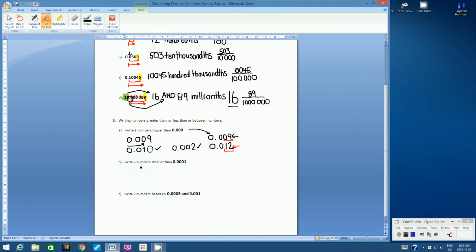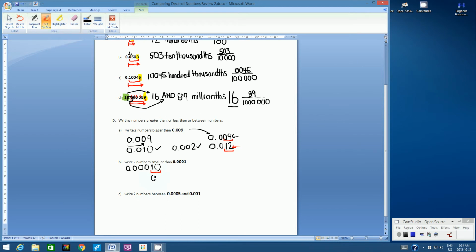All right. Write two numbers smaller than 0.0001. All right. So let's do some rough work down here. Okay. Now, the key to these questions is to always remember that after the last digit in a decimal, there can be an infinite number of zeros placed after it. So I'm just going to place 1 0 after the 1. So if I look at the last two digits here, I need to think in my head, okay, so what's a number smaller than 10? Well, a number smaller than 10 would be 9.